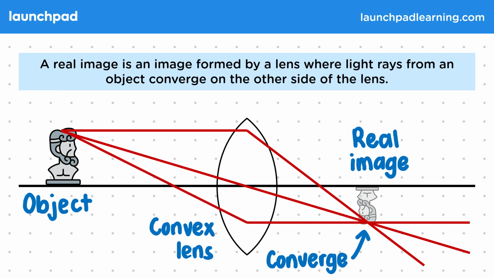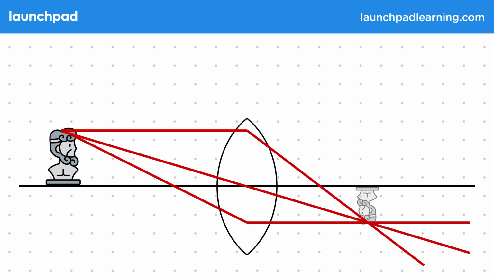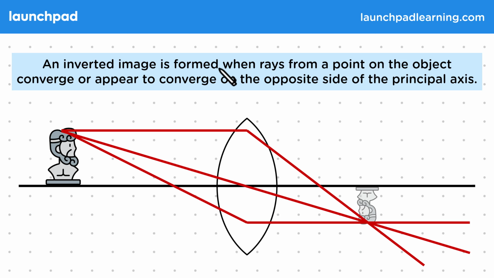But what else can we say about this image? An inverted image is formed when rays from a point on the object converge or appear to converge on the opposite side of the principal axis. So here we've already drawn in the principal axis as the line through the centre of the lens which the object is extending from. Remember that this is the line along which rays will not refract at all. The image we found previously is an example of an inverted image. How can we tell this?